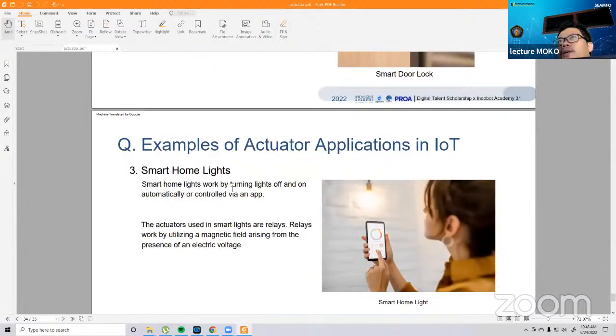And another is smart home light. You can use this relay actuator also. So there are many implementations of relay, so you need to learn what a relay is. For example, to turn the light of our lamp off and on in our smart home system, it also uses a relay.